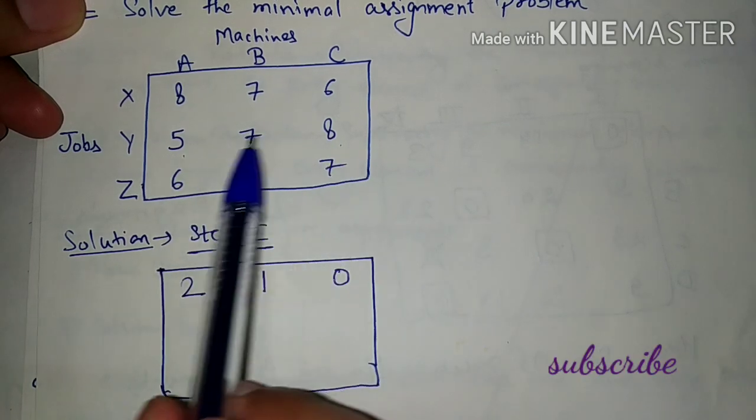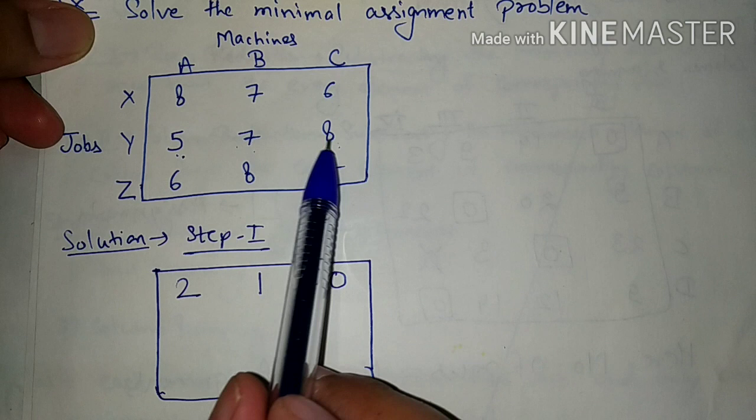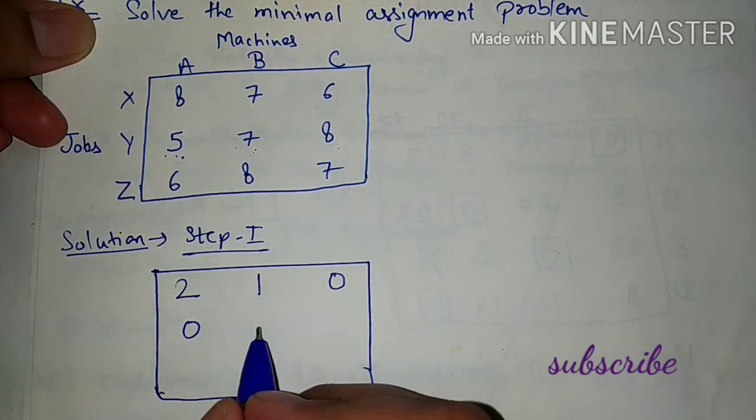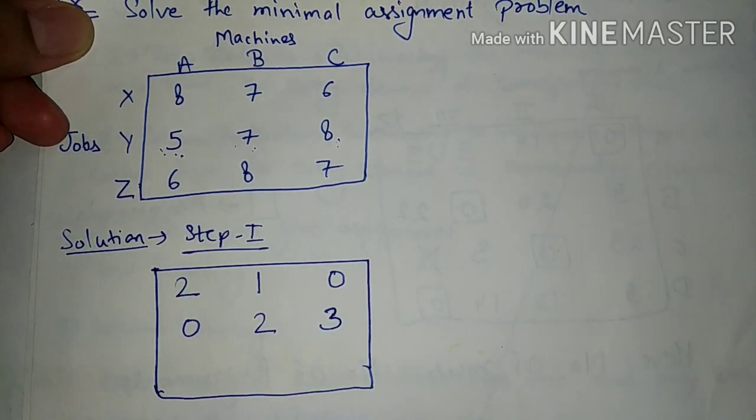In row 2, the minimum element is 5. So let us subtract 5 from each element of row 2. 5 minus 5 equals 0. 7 minus 5 equals 2. 8 minus 5 equals 3.